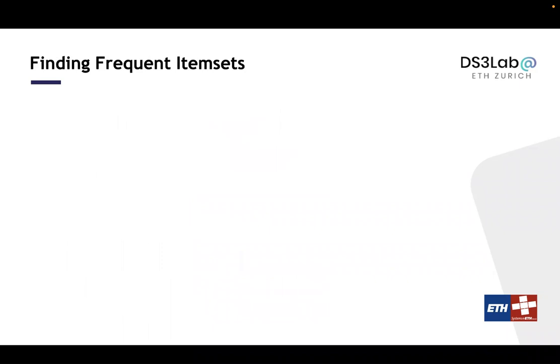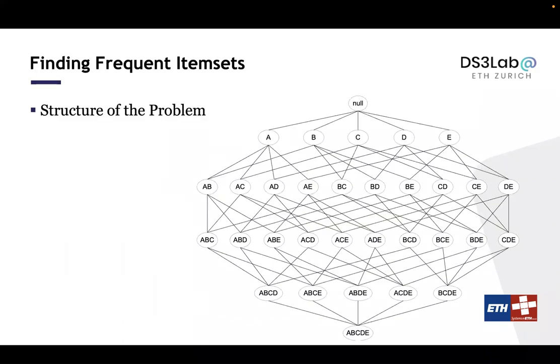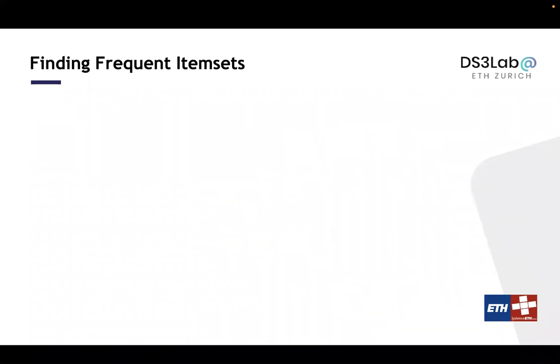Now let's spend more time to understand how to find those frequent item sets. What's interesting is observing the following structure of the problem. Given D different items, how many item sets do you have? There are 2 to the D possible item sets. If you look at the lattice governing all those 2 to the D possible item sets, you have two observations.